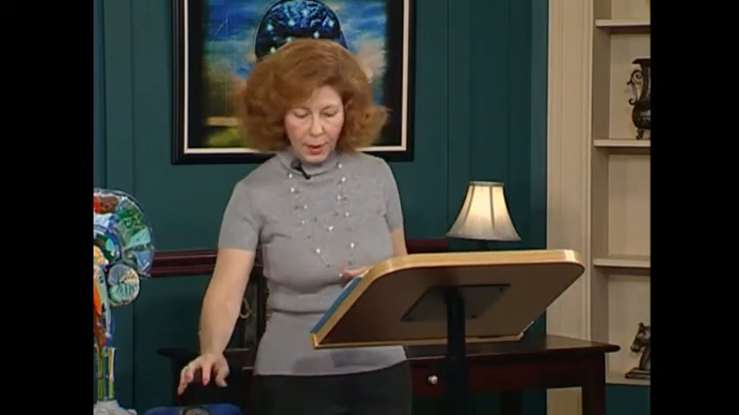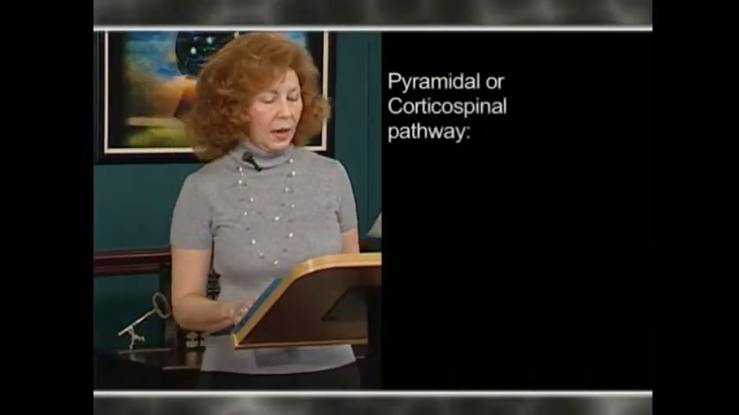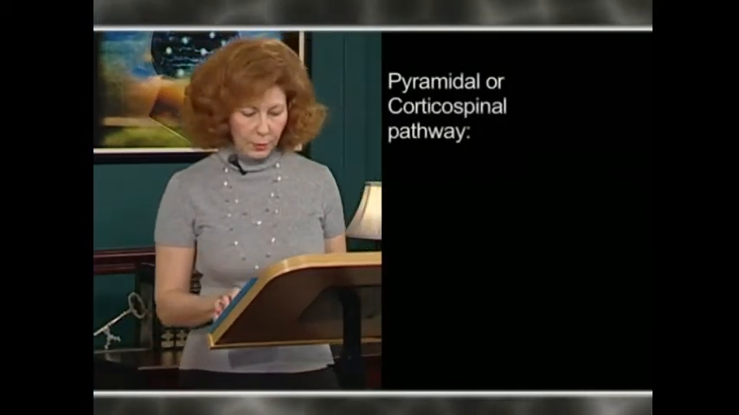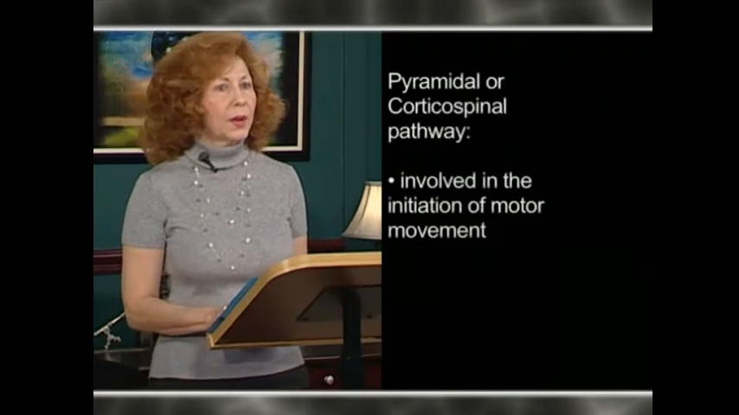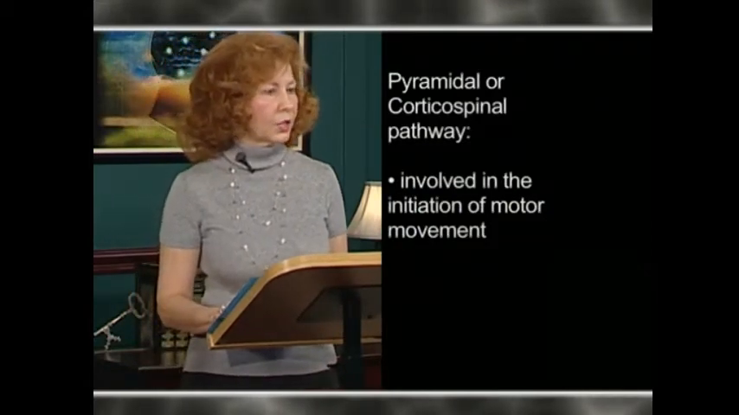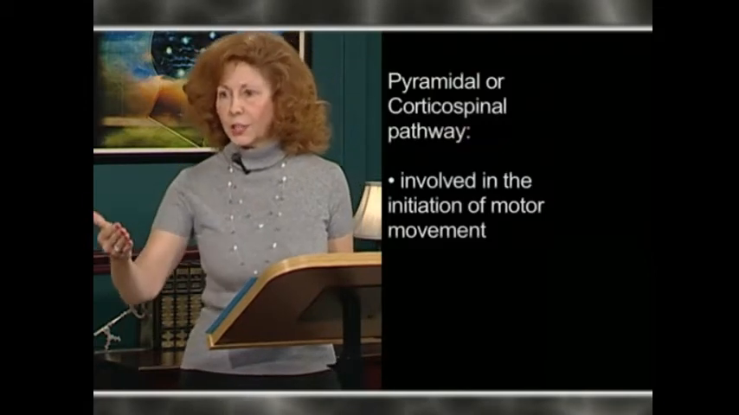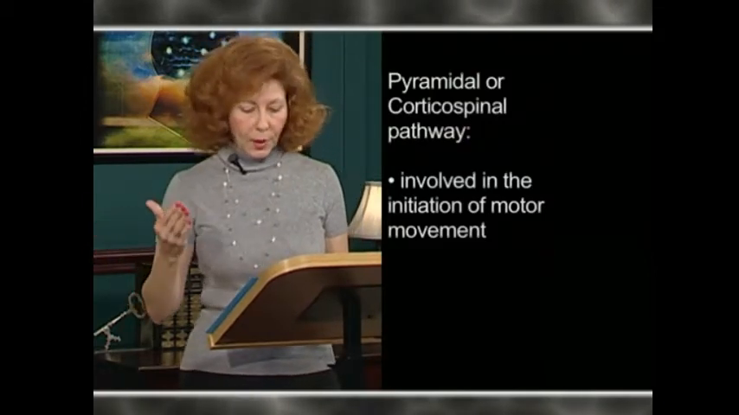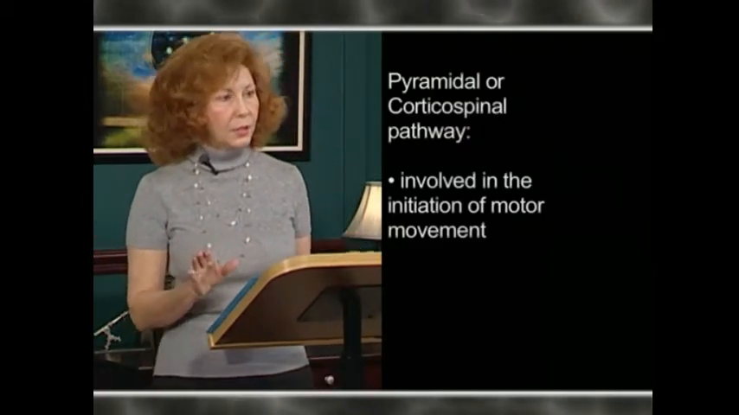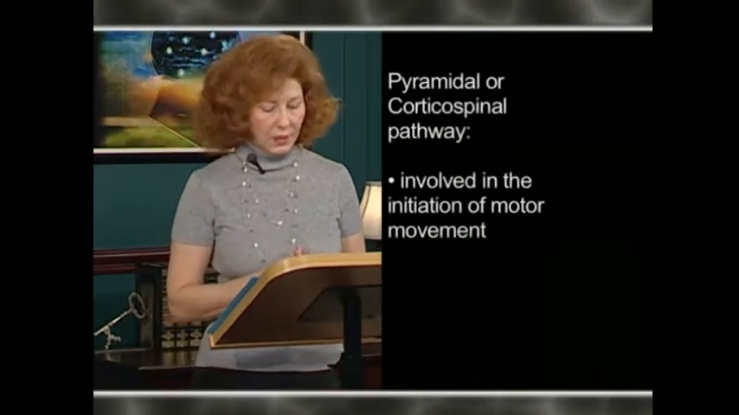it changes the ability to make a normal movement. Now, we've already discussed the pyramidal system, but I wanted to add a few more details and make sure that it's very well understood. The pyramidal pathway is involved in the initiation of a motor movement. So the cortex initiates movement, and this pyramidal pathway is the major pathway involved in that process.